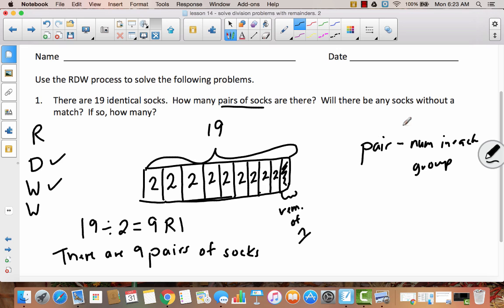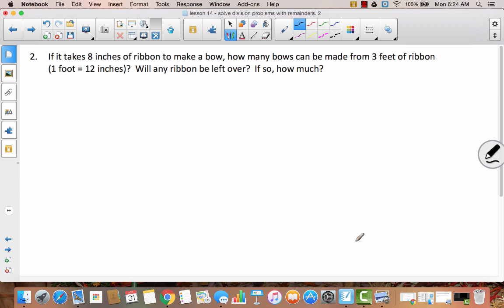Then it asks, will there be any socks without a match? If so, how many? So I'm going to go ahead and add to this sentence. There are 9 pairs of socks with 1 sock without a match. So let's see if I answered all those questions. How many pairs of socks are there? Okay, I said 9 pairs. Will there be any socks without a match? And I said there will be 1. So when it said if so, how many, I answered that question too. Okay? All right, so let's take a look at problem number 2.